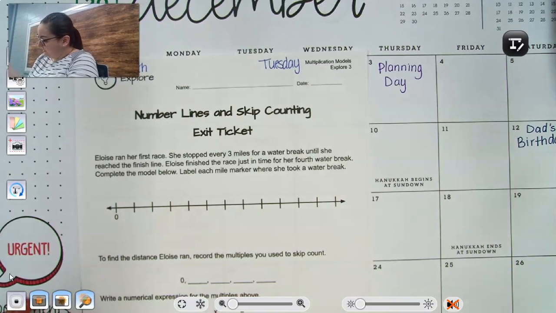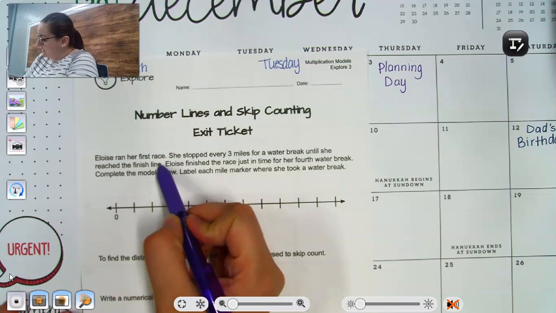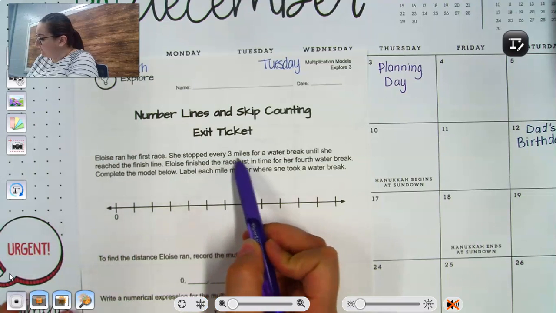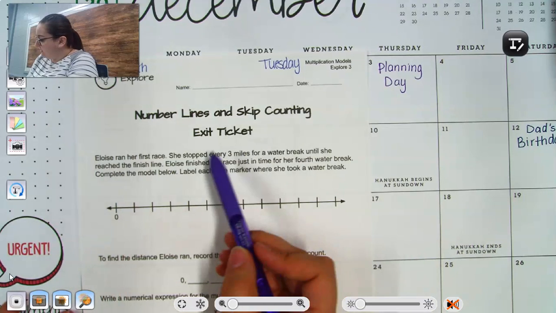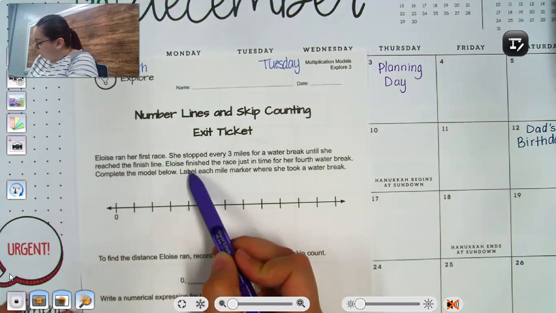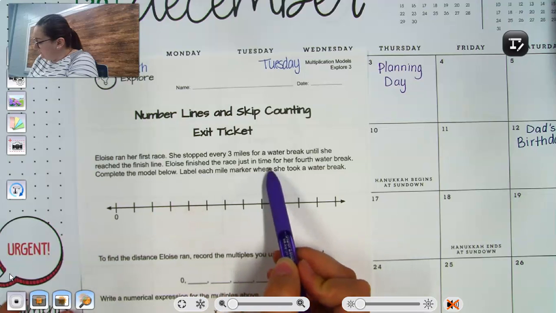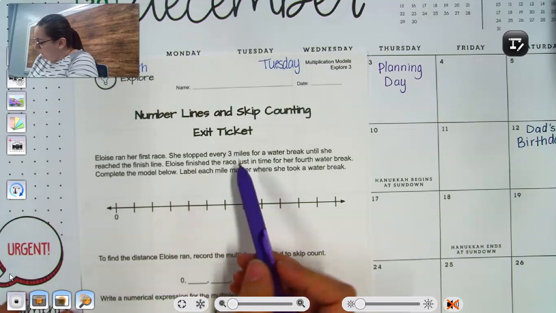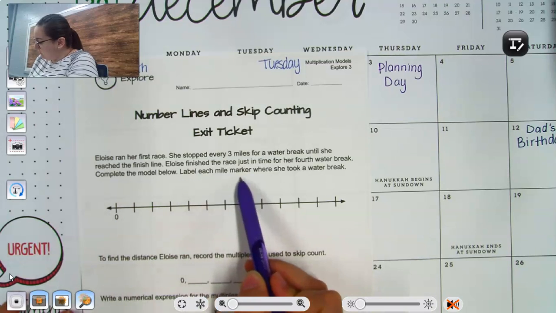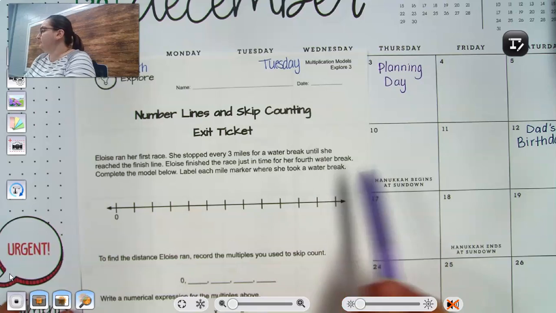So Eloise ran her first race. She stopped every 3 miles for a water break until she reached the finish line. Eloise finished the race just in time for her 4th water break. Complete the model below. Label each mile marker where she took a water break.